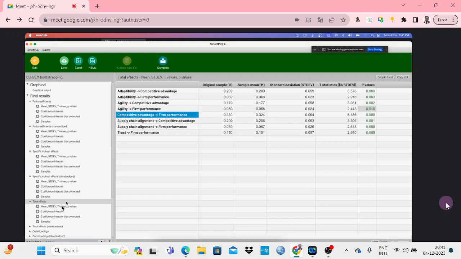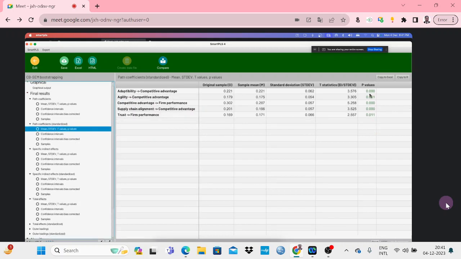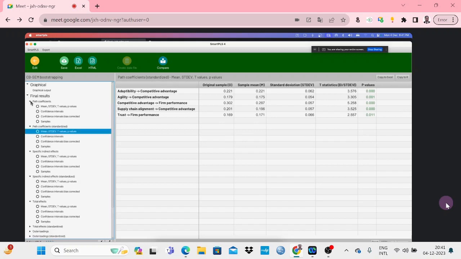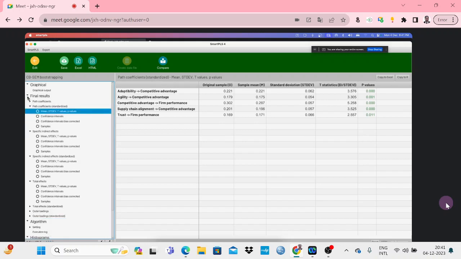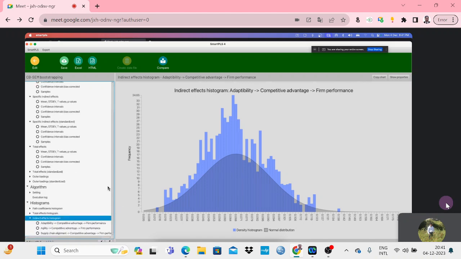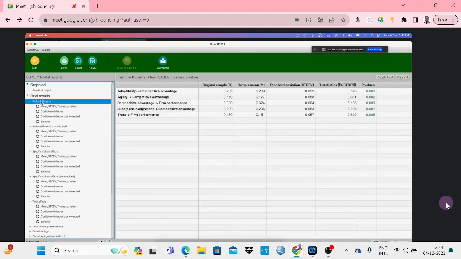Okay, and these are our individual paths in the model. And lastly, I am missing one thing in Smart PLS compared to AMOS in CB-SEM, and that is there is no fit index for the causal model. I'm not seeing it. I don't know why. But nevertheless, this is how we evaluate a SEM model.